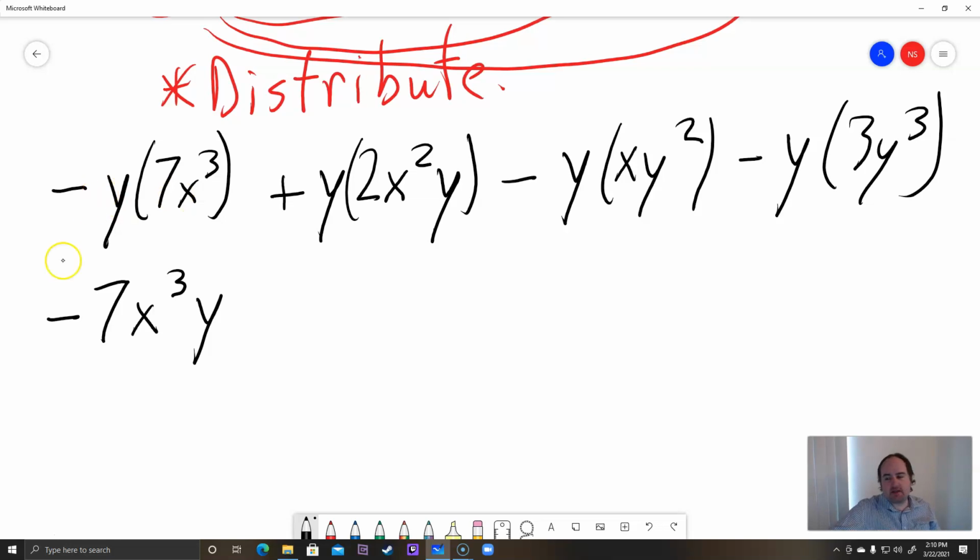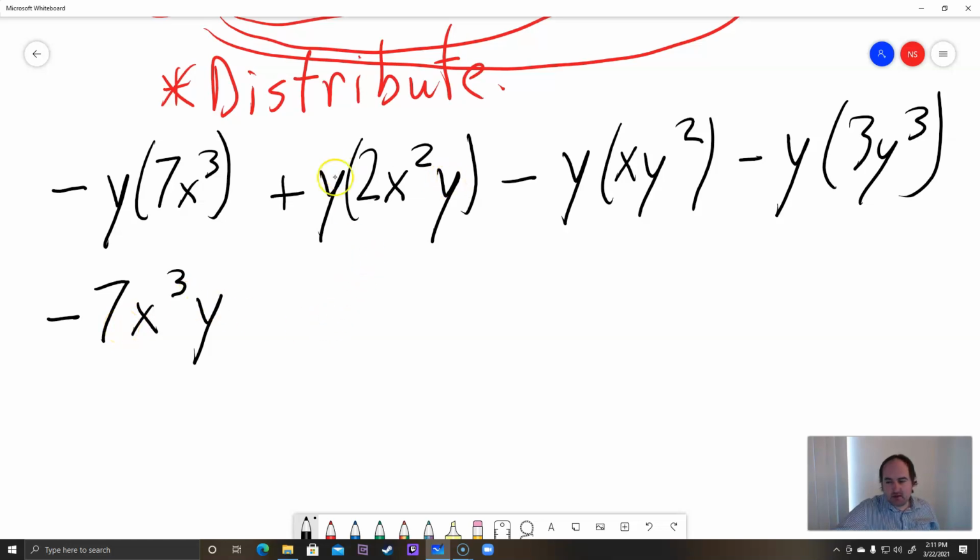And it's a convention to write the letters in alphabetical order. That's why I wrote the x first and the y second. And it's also a convention to have the number, or the constant, out front. So that's why it's negative 7x cubed y. We cannot combine these though because they're different variables, so we just leave it that way.